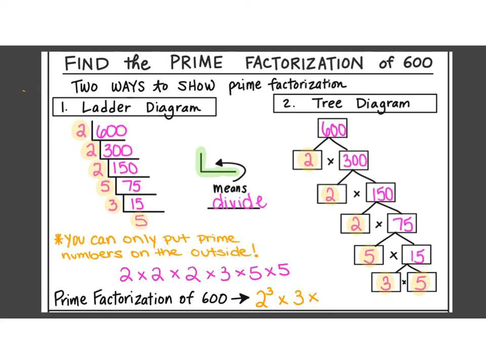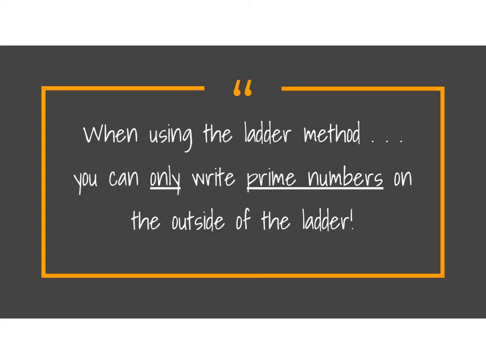And then I see 2 5's. So 5 would be our base number. It's multiplied out 2 times, so 2 would be our exponent. So we could say the prime factorization of 600 is 2 to the third power times 3 times 5 to the second power. Remember, when using the ladder method, you can only write prime numbers on the outside of the ladder.